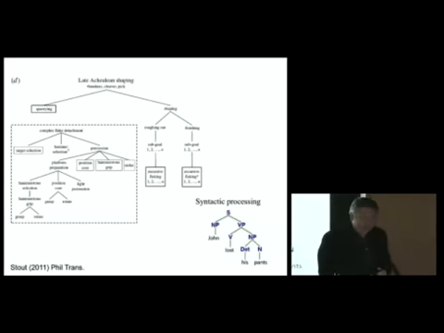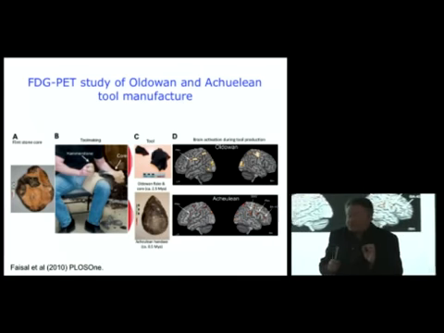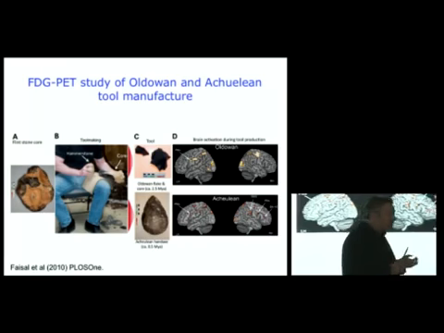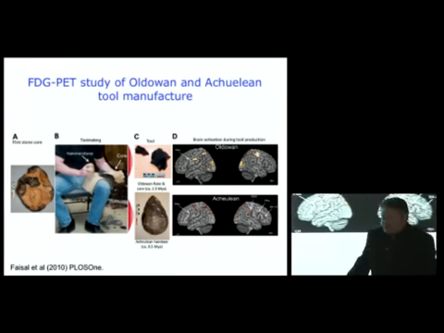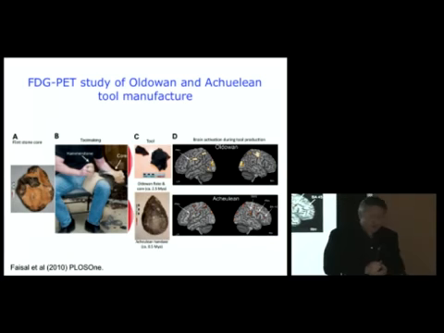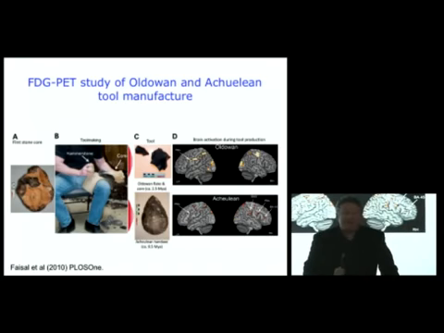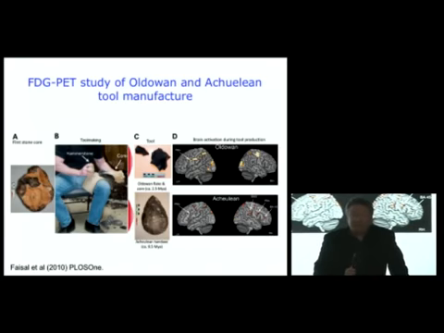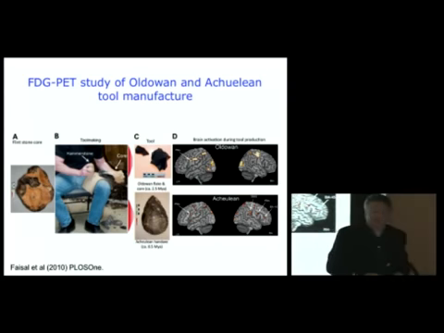And rather wonderfully, Dietrich Stout and colleagues did exactly that study. They used a PET study. Basically, their participants were injected with fluoro-2-deoxyglucose into their legs, and for 40 minutes, these people, who were experts in manufacturing tools, got to make these tools. Then they were taken off into the PET scanner, and their brains were imaged.